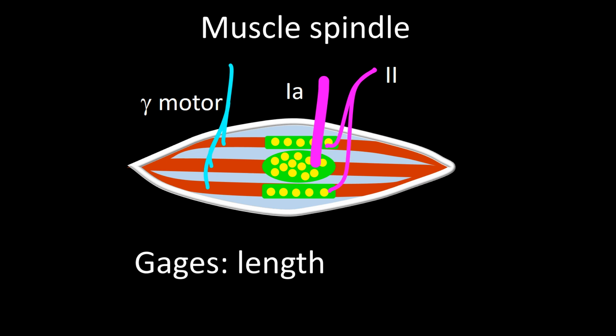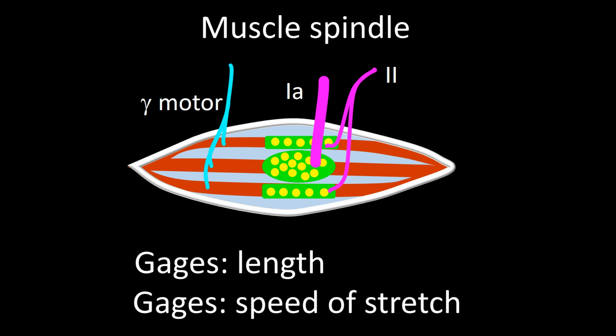The spindle gauges length of muscle and speed of a stretch. The spindle is very important for muscle action because, by virtue of their muscle fibers, they assure the maintenance of the same level of contraction at different muscle lengths, thus helping to maintain the same force at different muscle lengths.